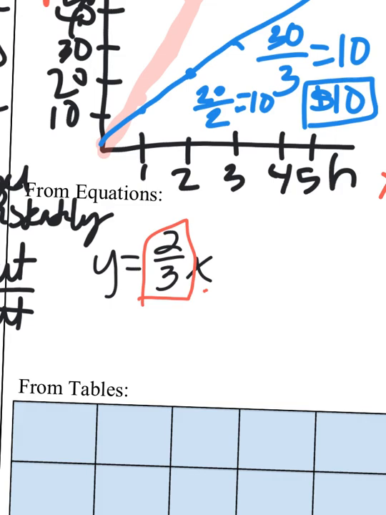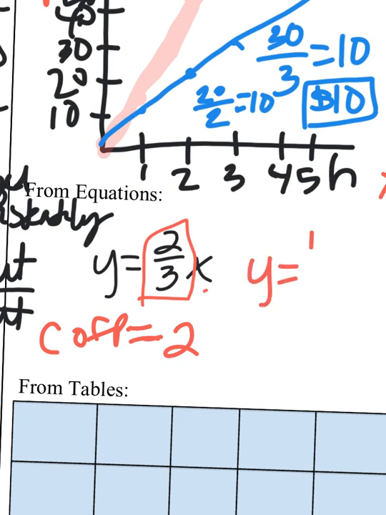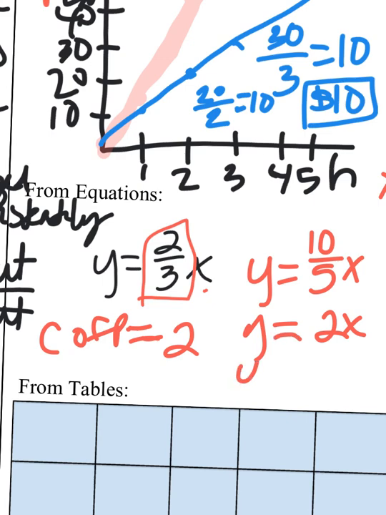Okay, that can also be shown different ways. So let's go back to our equivalent fractions. If I want you to tell me an equation that has a constant of proportionality equal to 2, so a C of P equal to 2, okay, that could be y equals 10/5 x, because 10 over 5 equals 2. That could be y equals 2x. That could be y equals 2 over 1 x. All of those would have a constant of proportionality of 2.